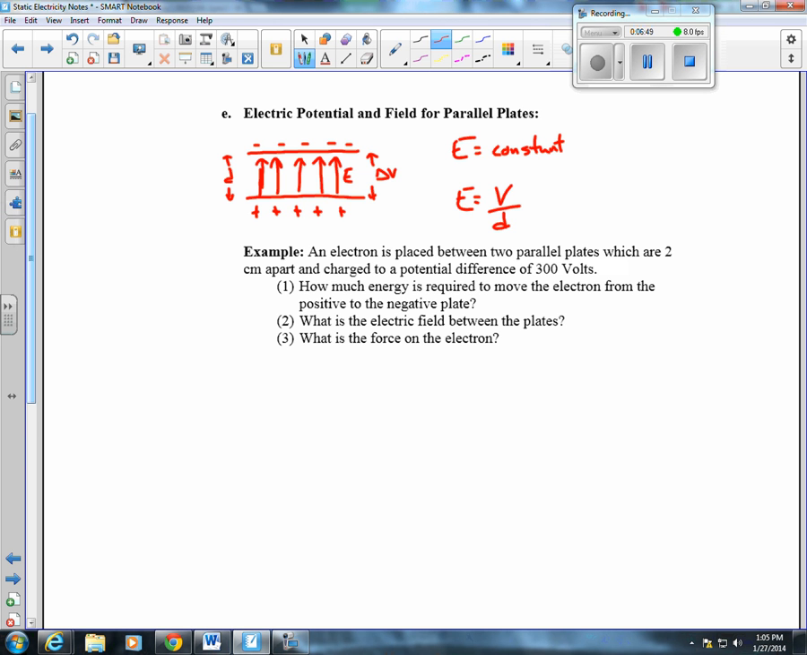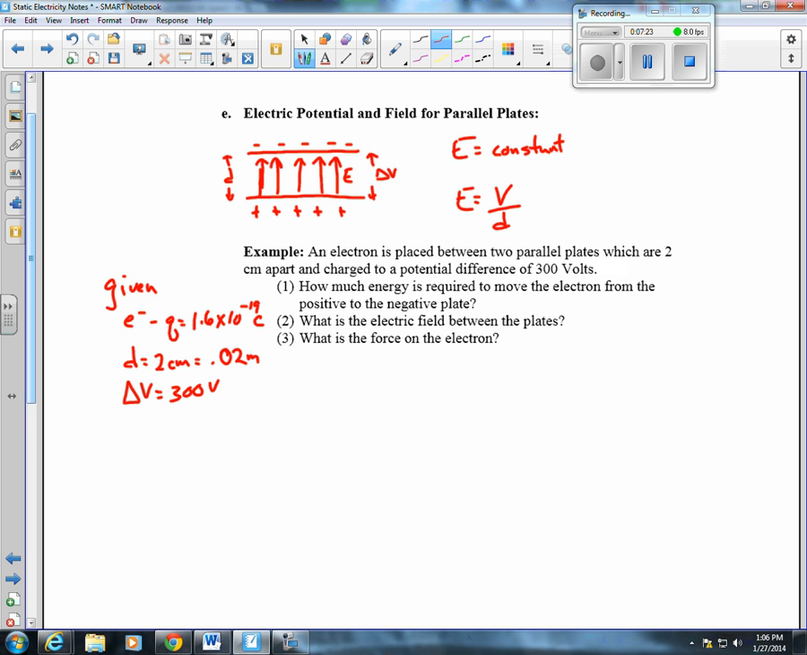Now, there's an example. An electron is placed between two parallel plates which are 2 centimeters apart and charged to a potential difference of 300 volts. So over here I'm going to write my givens. Okay, I have an electron, so I know somewhere we're probably going to use Q as 1.6 times 10 to the minus 19 coulombs. We have a distance of 2 centimeters. We should convert that to meters, and we get 0.02 meters. And we also have that delta V is 300 volts.